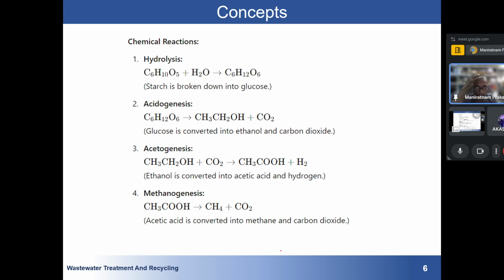Now this is just a simple reaction, where starch is getting converted into acetic acid. First hydrolysis occurs, then acid formation occurs, then acid formation to acetic acid, and finally this acetic acid is getting converted into methane and CO2. At the end of the lecture, I will also be showing some bacteria which are responsible for this kind of conversion.